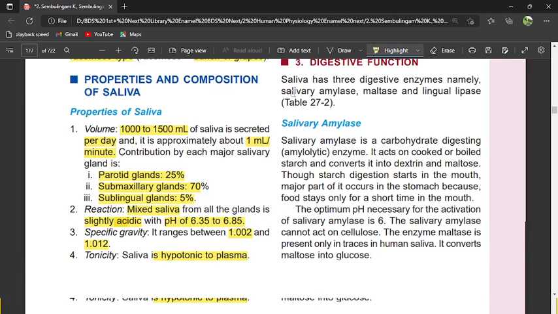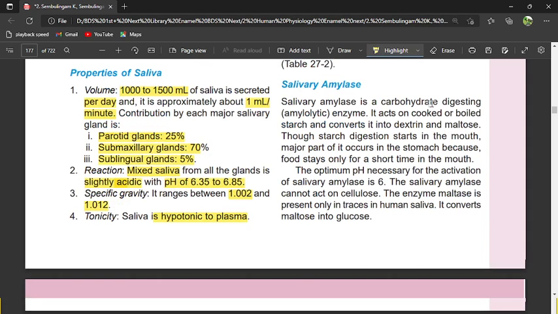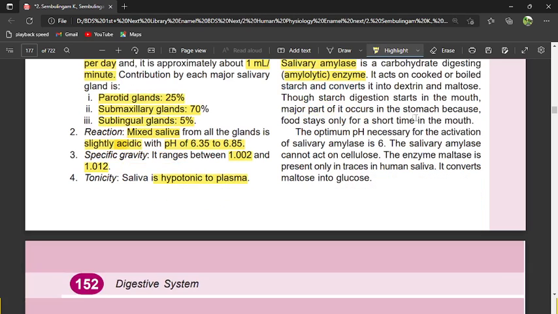enzymes. We said we will do the main ones first; the others are not as important for digestion, right. So the digestive enzymes are: salivary amylase, maltase and lingual lipase. So we will discuss salivary lipase and amylase. Salivary amylase is a carbohydrate digesting enzyme. It is an amylolytic enzyme. It digests starch and converts it.